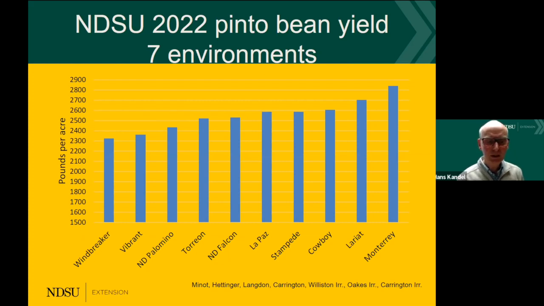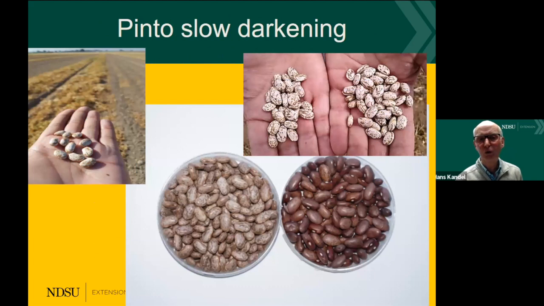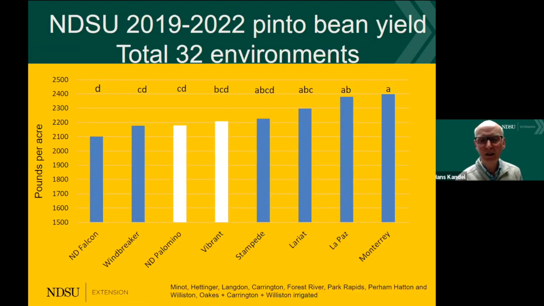If we are looking here at some of the results, this is from 2022, 7 environments. This is all the data points in pounds per acre, but I'm interested in also showing the slow darkening. And now I'm looking at 32 environments, which is a lot more. And the numbers on top indicate the significant differences. And as Dr. Osorno already mentioned, Monterey is the one to beat for the pinto.